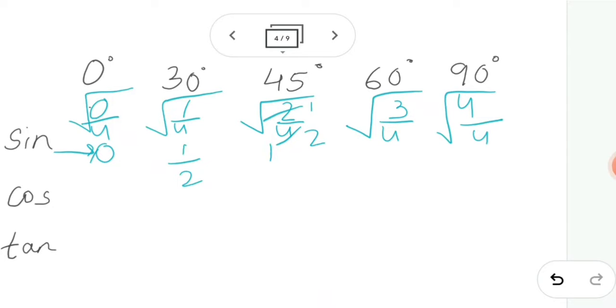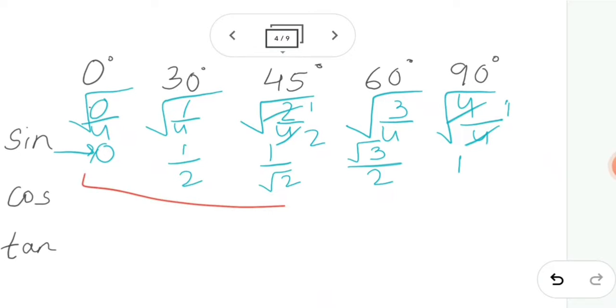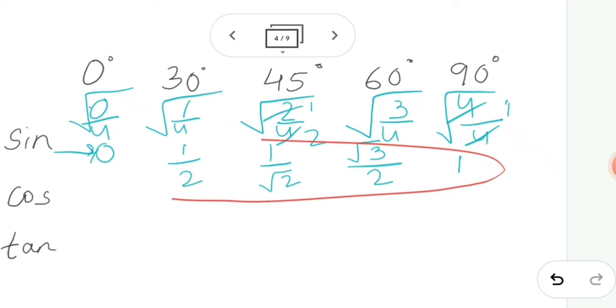Square root of 1 is 1. Square root of 2 is not possible. It's an irrational number, so it will be root 2 only. Here also, square root of 3 is not a perfect square, so it will be root 3 upon square root of 4, which is 2. Here also we can cancel 4 with 4, so we will be left with 1. Square root of 1 is 1. So this is how we will get values of sine at various angles.